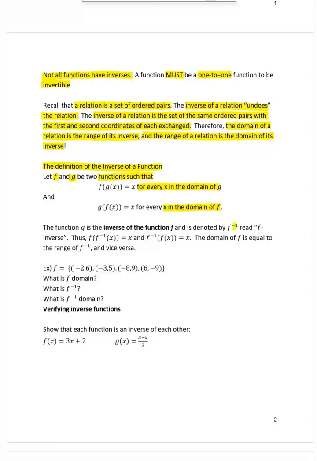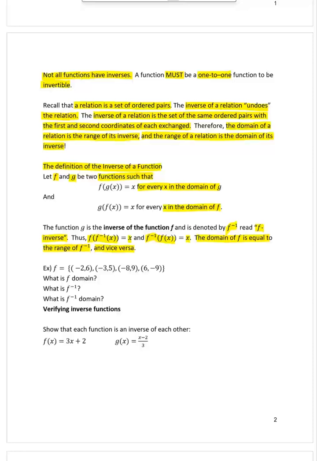That is not a power, that is read f inverse, not f raised to the -1. That is f inverse. Thus, f of f inverse of x equals x, and f inverse of f of x equals x. The domain of f is equal to the range of f inverse and vice versa.